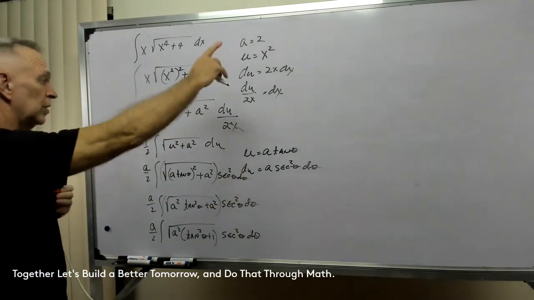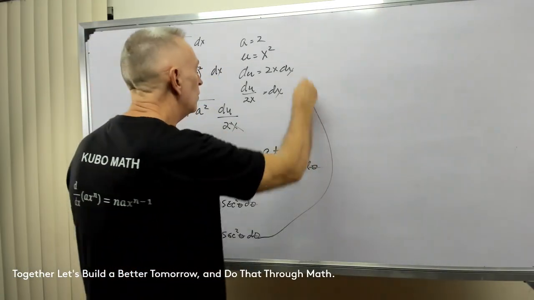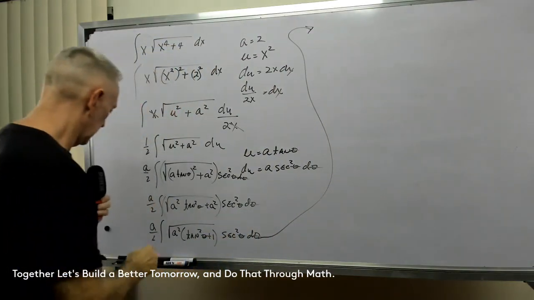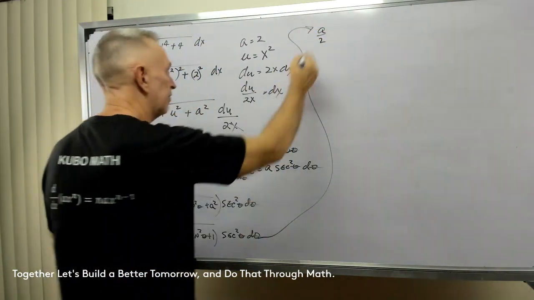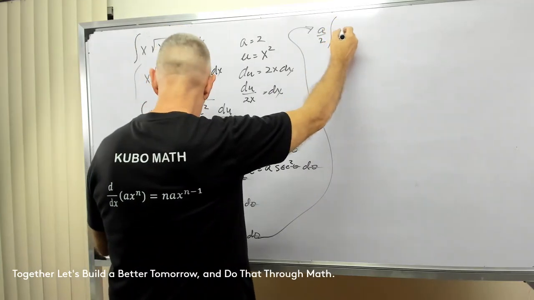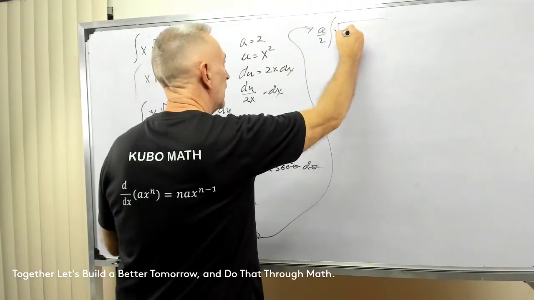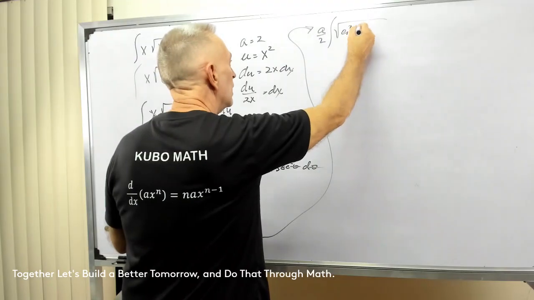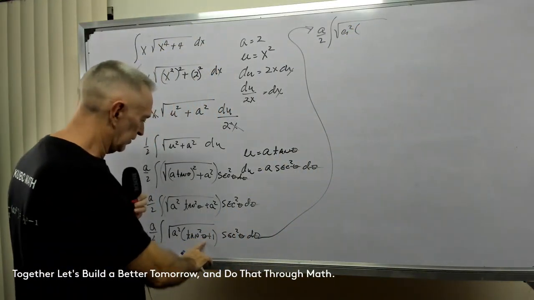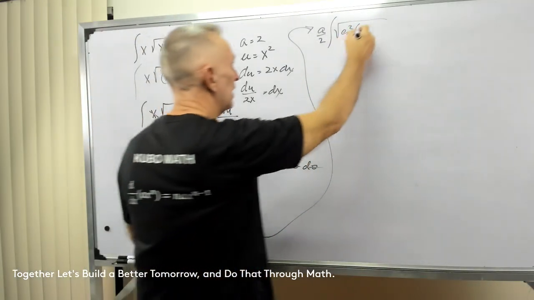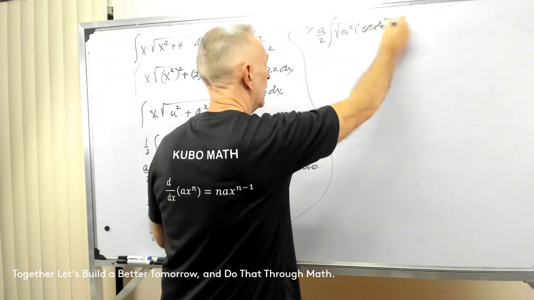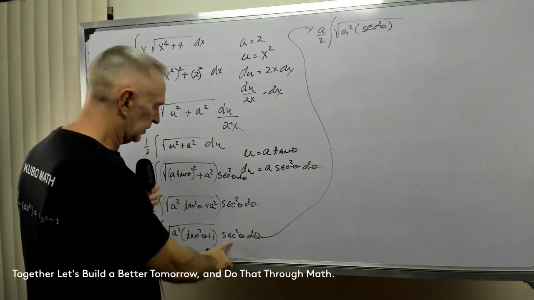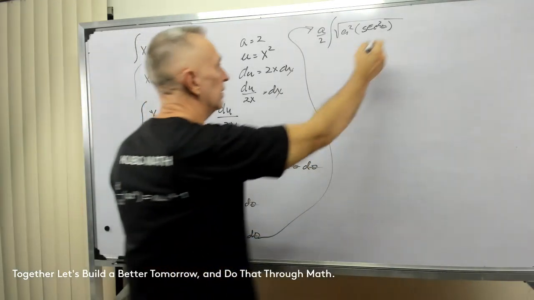All right, let's go up here. We'll come up here, work. We have a over 2. I think I'll just rewrite it so we'll have it all in front of us. Integral of the square root of a squared tangent squared theta plus 1. We could write that as secant squared theta, times secant squared theta d theta.